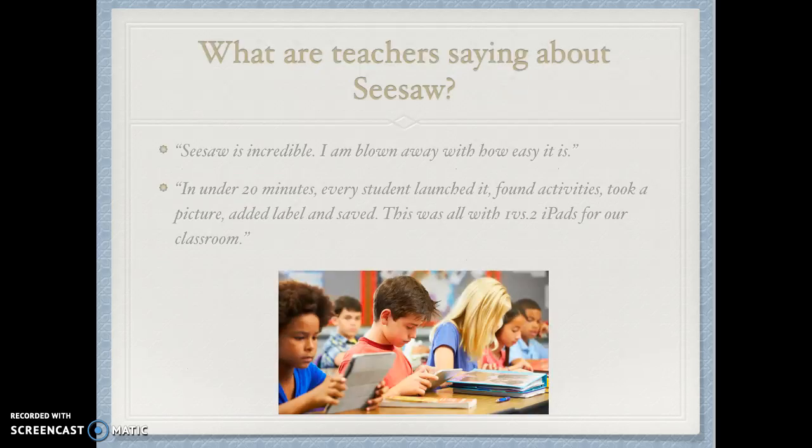When talking to some of my colleagues, they had nothing but great things to say. Certain things they said, it's incredible. I'm blown away with how easy it is. I had my class in under 20 minutes, set up, found activities, took a picture, and saved. It was all with being one to two iPad to student. This is very important. I love the ease of Seesaw.